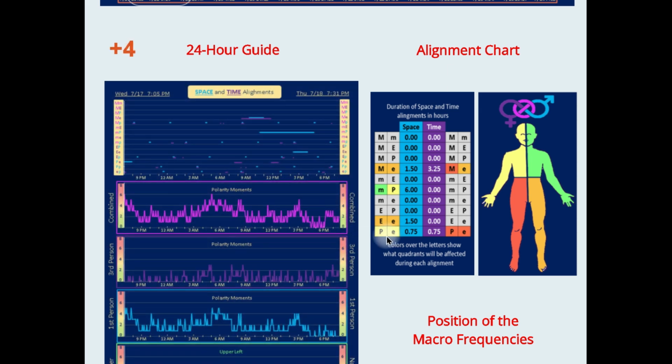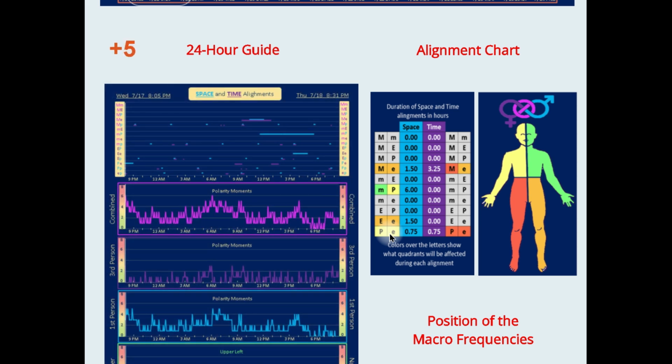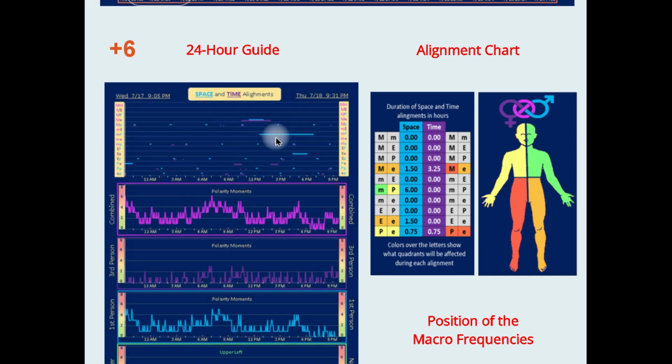All right, so now we're going to talk about the alignments, okay? Now, alignments, for people that are new, alignments are when two hands of the space-time clock align. And when two hands of the space-time clock align, what's really happening is they're aligning two frequencies and creating an amplified moment in time. So this big long one right here is an amplified moment in time that's going to last quite a duration. This is a 6-hour alignment.